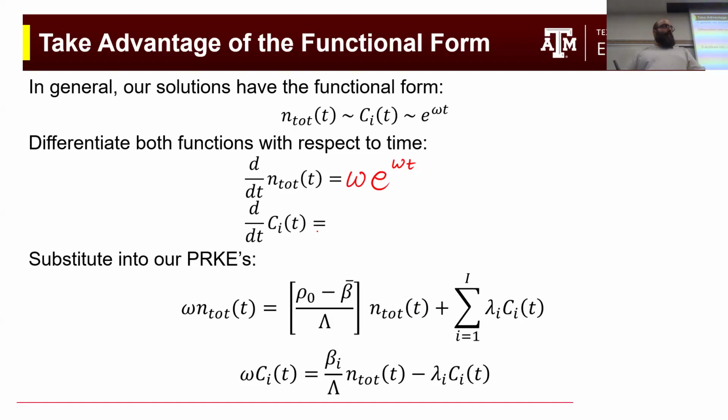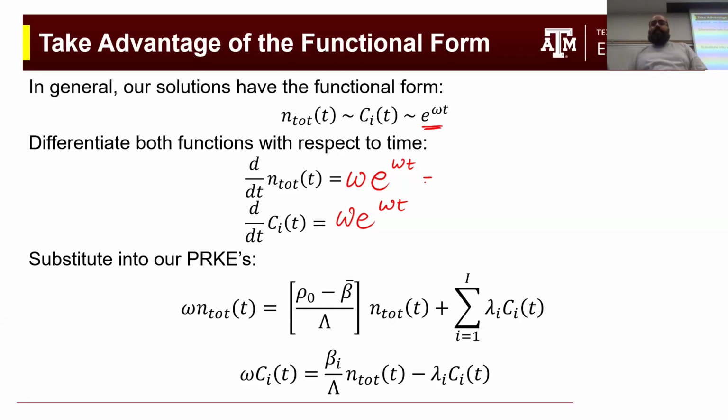And then for the densities, it's going to be the same. We're assuming it's the same functional form, so the derivative of that is also going to look like an omega times e to the omega t. If we know this is the form of our derivatives, then we can just plug those into our equation. And we just want to recognize that e to the omega t was the original solution.